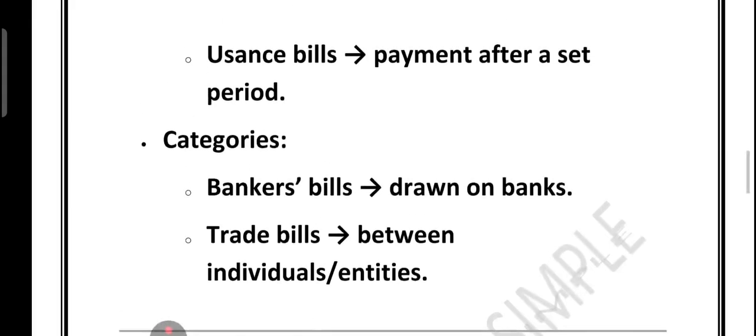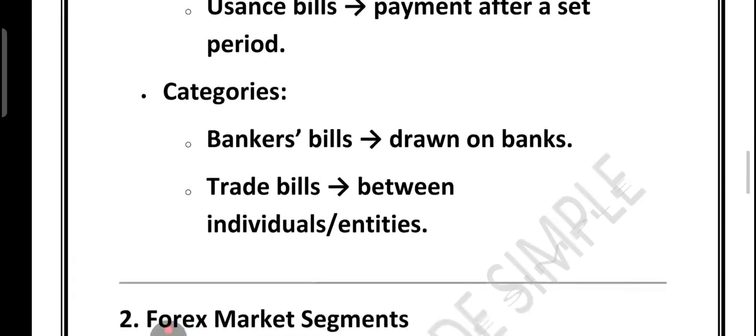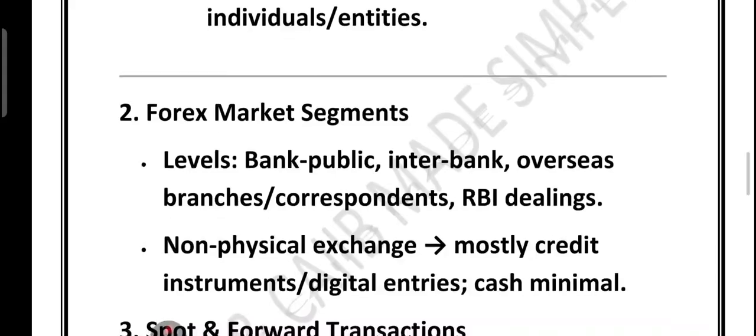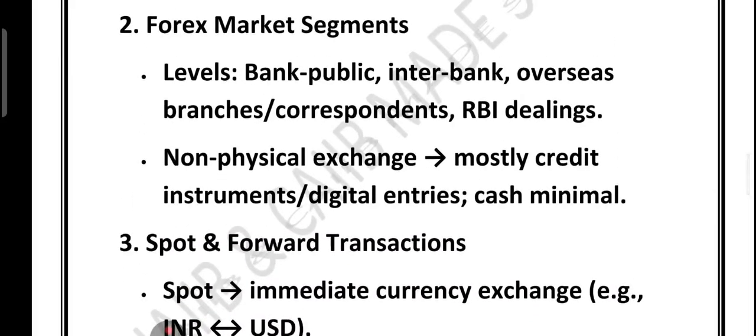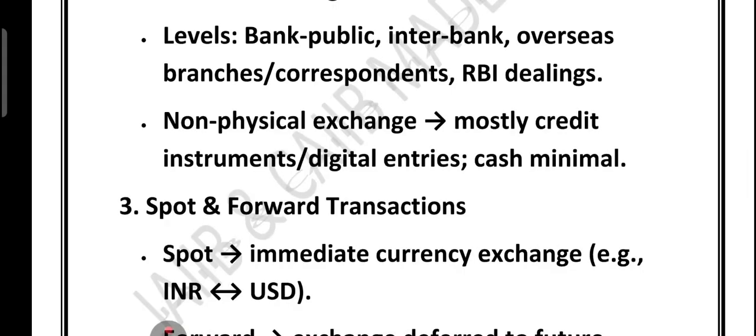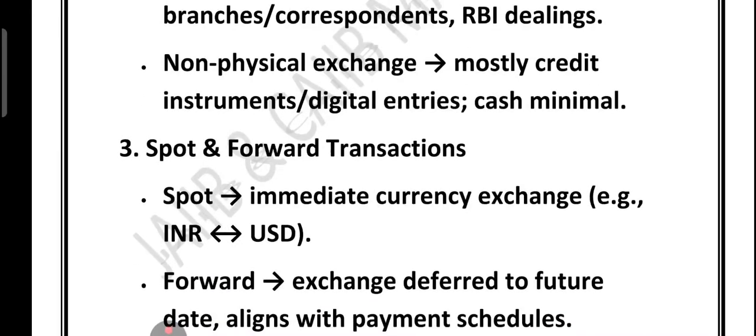Please note it down. Two categories are there: bankers bill and trade bill. Bankers bills are drawn on a bank; trade bills are drawn between individuals or businesses. If you look at the forex market segment, the forex market operates at multiple levels. First of all, we have the bank public transaction, interbank trade, overseas branches and correspondent, RBI dealing. In this forex market, most transactions are non-physical. Non-physical means they are done through credit instruments or digital entry, with cash playing a minimal role.